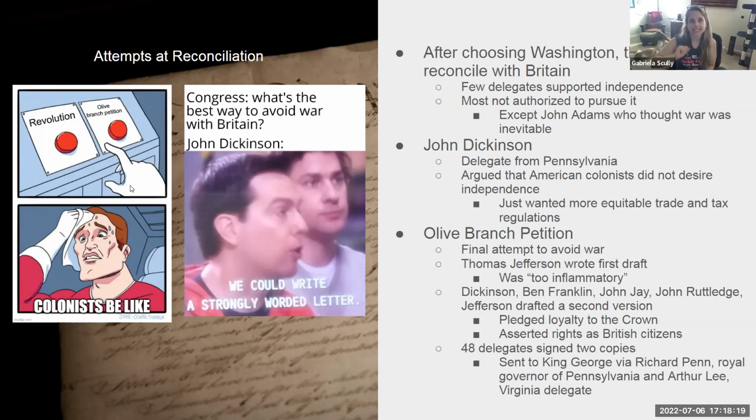And 48 delegates sign copies. I told you they were not on board with the Declaration of Independence. They all signed the Olive Branch Petition in 1775. It's going to take a year before they're like, oh, it's going down.